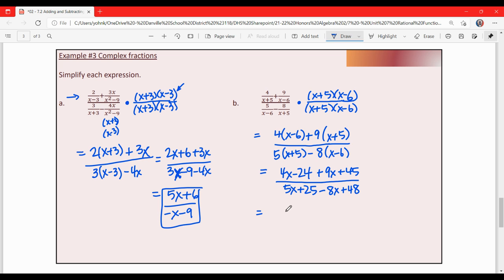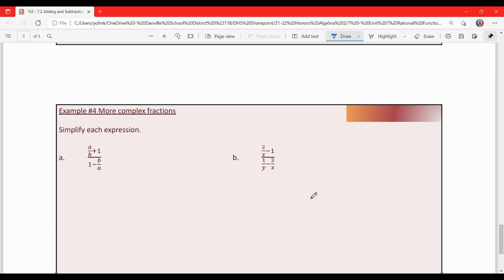All right, if we collect like terms, we got 13x. Then we got 45 minus 24 is 21. And then on the bottom, we have negative 3x, and we have 73. So 13x plus 21 over negative 3x plus 73. And always do a little double check to make sure that there's nothing you can factor out, and then therefore simplify. All right, we got two more of these.